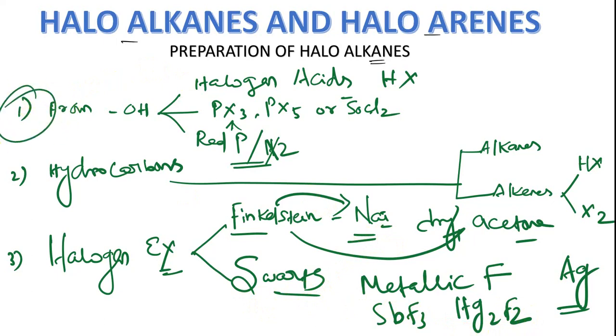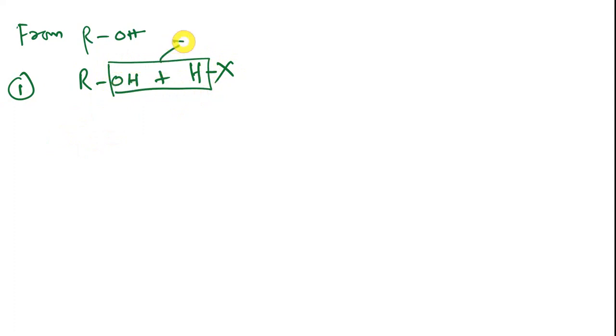Let us get into detail. Let us go for the first part, from alcohols, right? From ROH. We had divided it into three parts. First thing is from halogen acids, that is ROH plus a halogen acid, HX. What happens here? The water gets eliminated, and we have the remaining part RX plus H2O, right? A simple reaction.